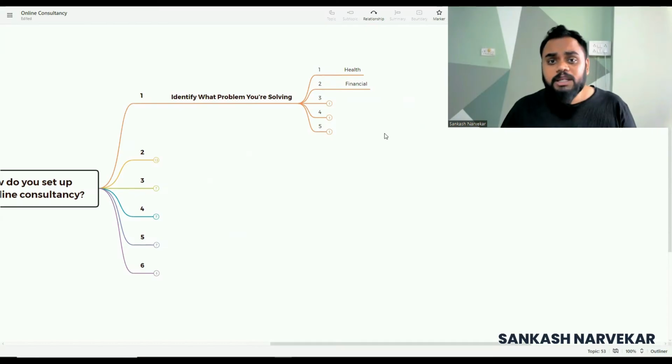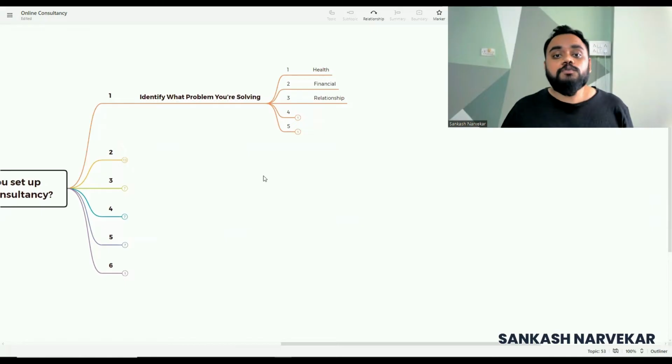The second problem over here is the financial problem. Let's say you're a CA, or anybody who's in the financial sector, accounting sector, or a stock trader, a stock consultant, this is a problem that you're solving for people, a financial problem, right? The third thing that we have over here is relationships. Can you help people solve this problem of relationship? Let's say you are someone who's really good at dating. Okay, you are really good at attracting the opposite sex, or maybe the same sex, whatever it could be. But that knowledge can be used in order to consult people and improve their relationships.